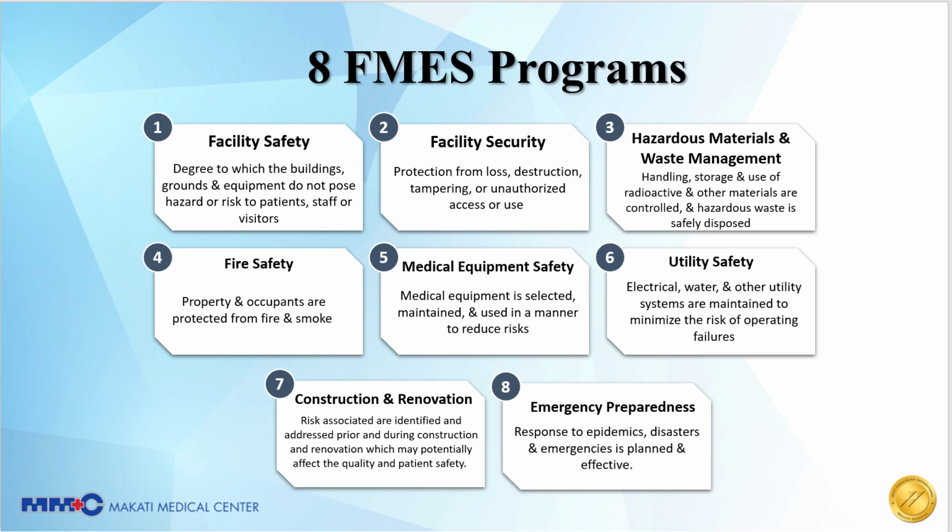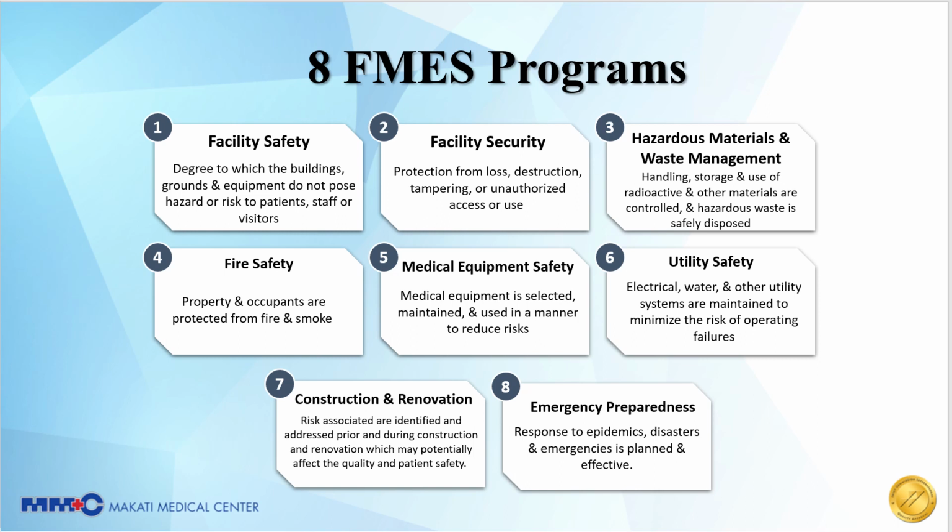The first of the 8 programs of the FMES is the Facility Safety Program. It is about the safety, or the degree to which the buildings, grounds, and equipment would not pose hazard or risk to patients, staff, or visitors. Second is the Facility Security Safety. It is about the protection from loss, destruction, tampering, or unauthorized access or use of the facility.